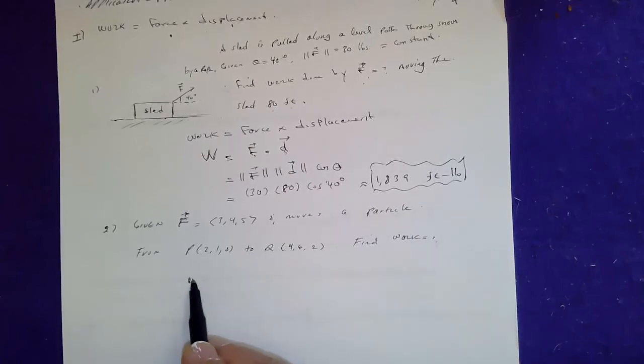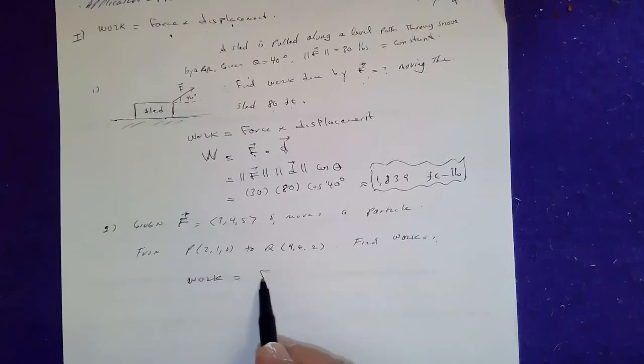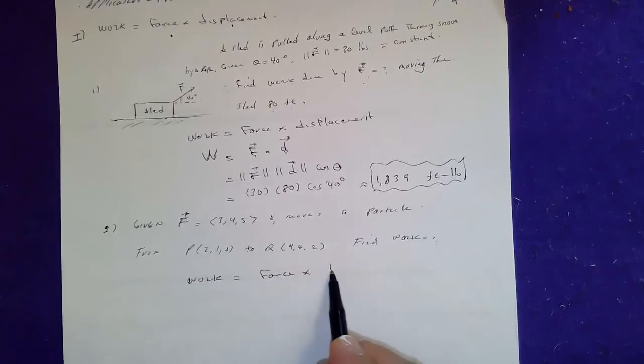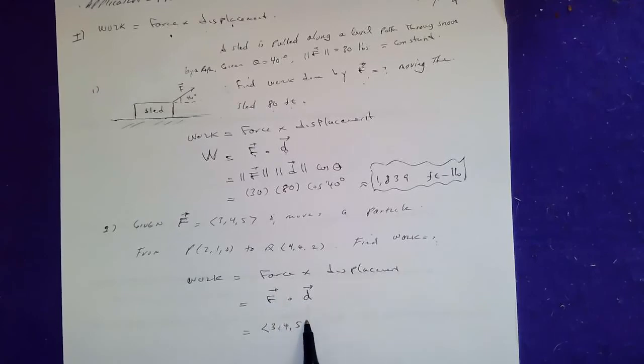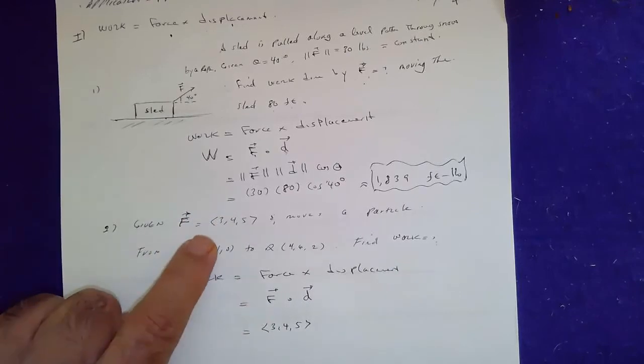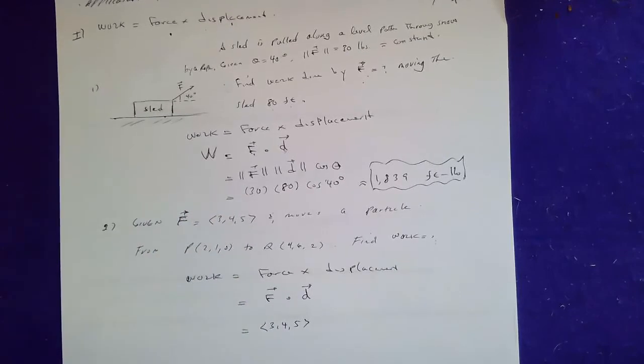Once again, the formula is work is equal to what? Force times displacement, is that right? Which is the same as F dot D. We do know F, which is given to us as 3, 4, 5. Remember, this is not the magnitude. This is the vector force. Force in terms of vector, dotted with displacement.